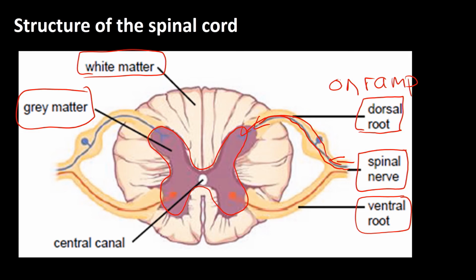The ventral root is like the off-ramp because that is where the messages from the brain pass out of the spinal cord to the spinal nerve, and they would then go on their way to that particular muscle in the body.